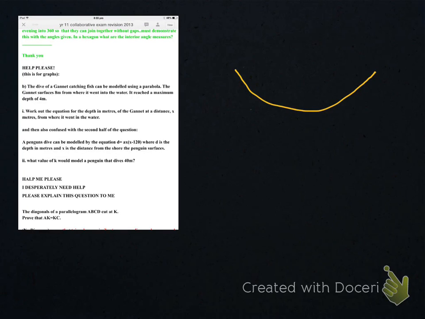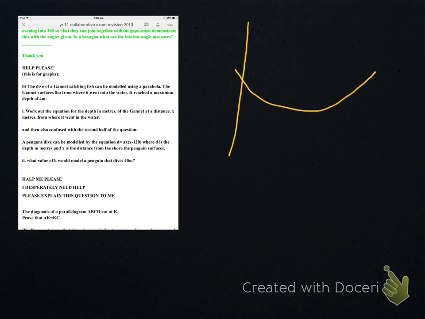Okay, this is for the gannet catching fish model using a parabola. So when you're doing these kinds of questions, you've got to draw a picture, all right? So the gannet surfaces 8 kilometers from where it went into the water. So you basically have to show where it went into the water.